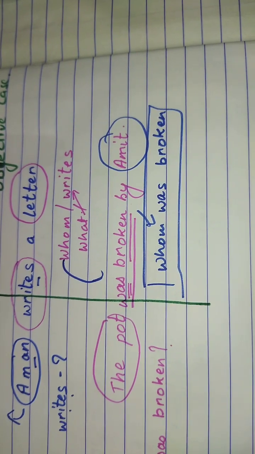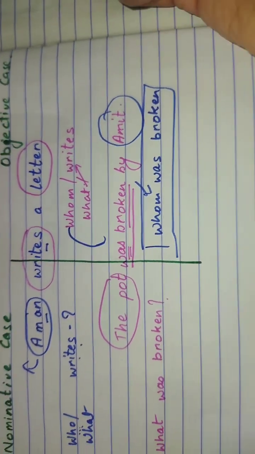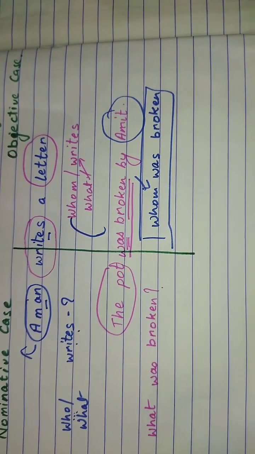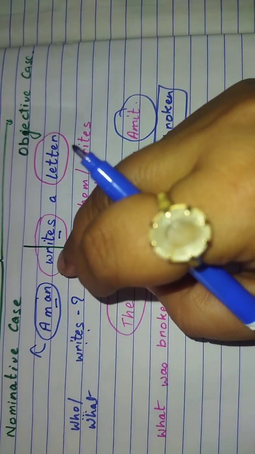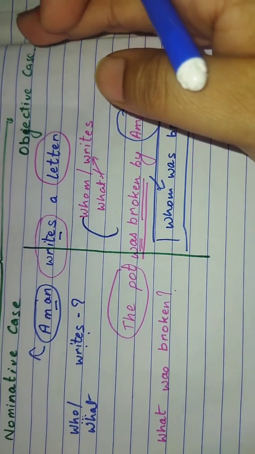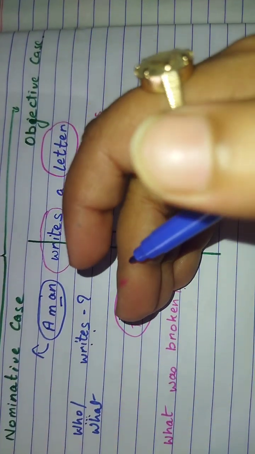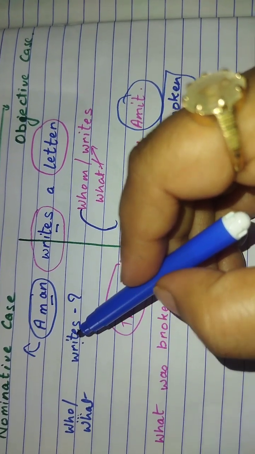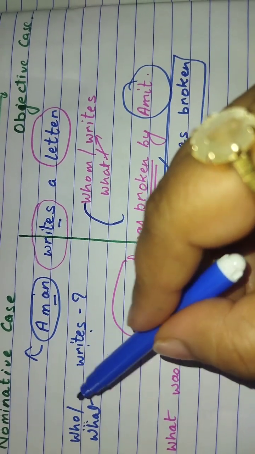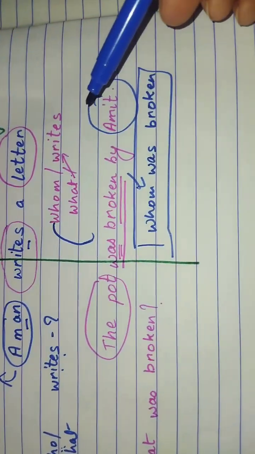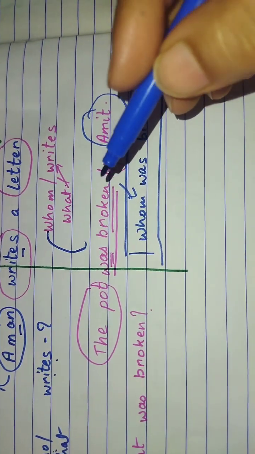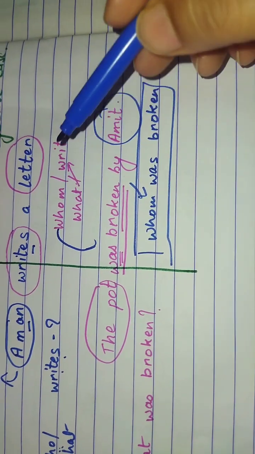We'll revise it again. If there is a sentence, it has a verb, it has a subject, and it has an object. So subject is generally in the nominative case and object is generally in the objective case. To find out the nominative case, you have to use the verb and ask who or what. Who is for person and what is for thing. And in the objective case, you have to ask whom and what.